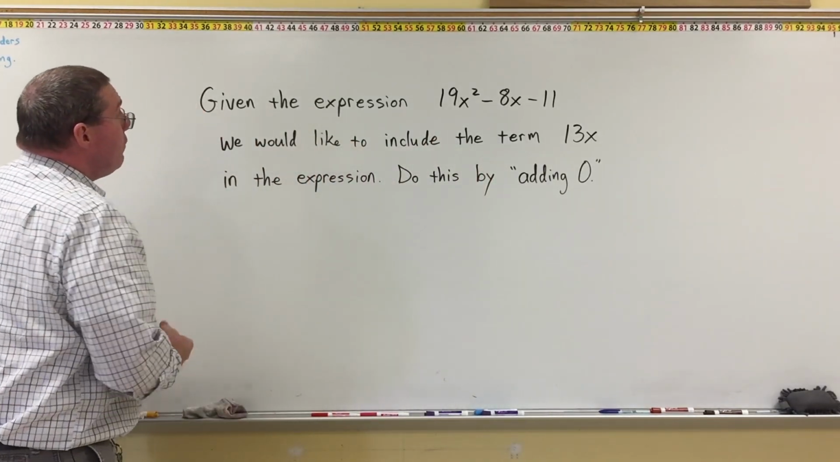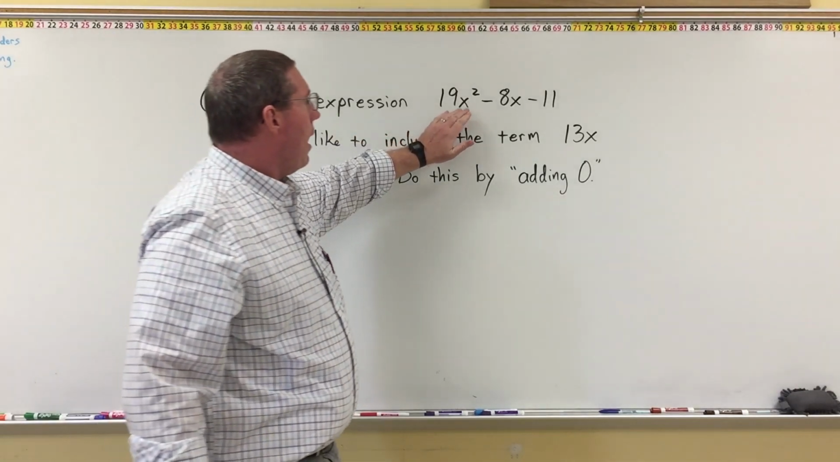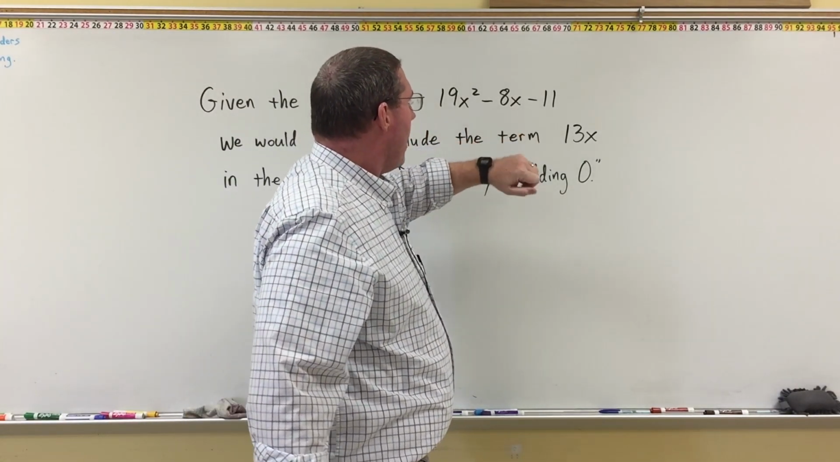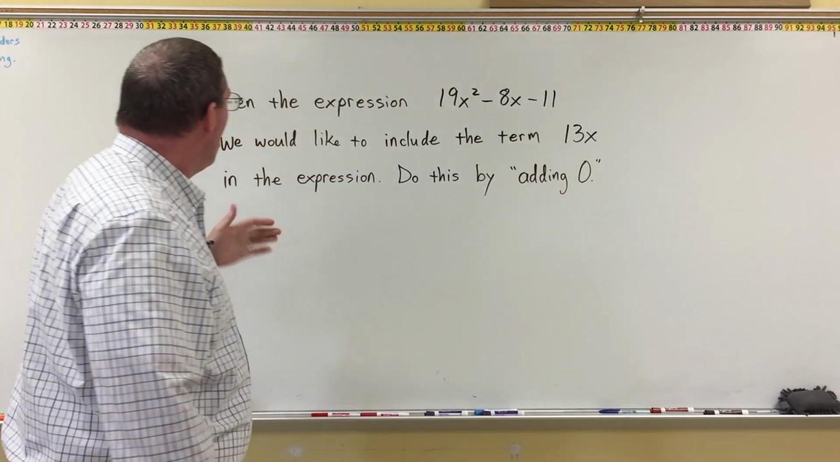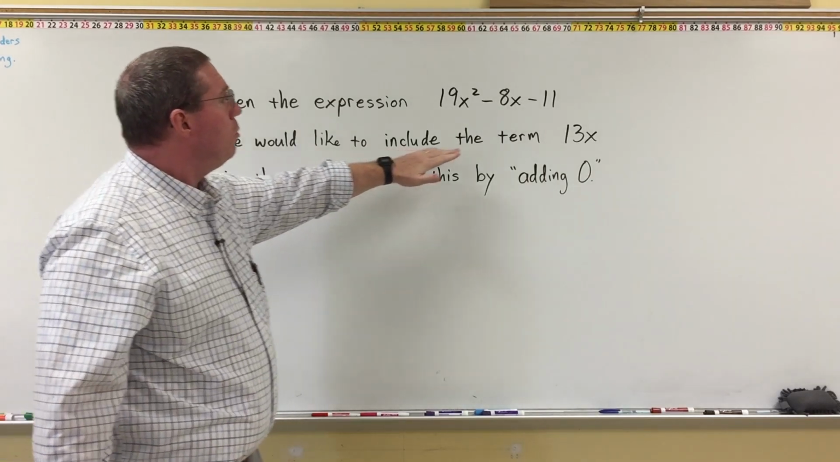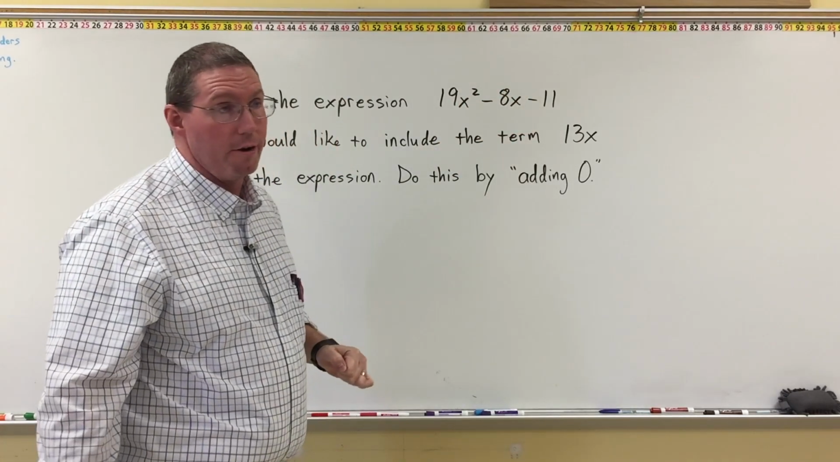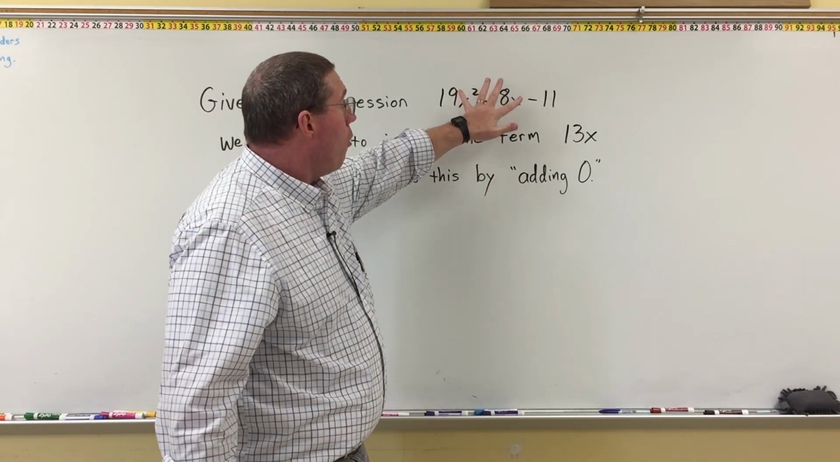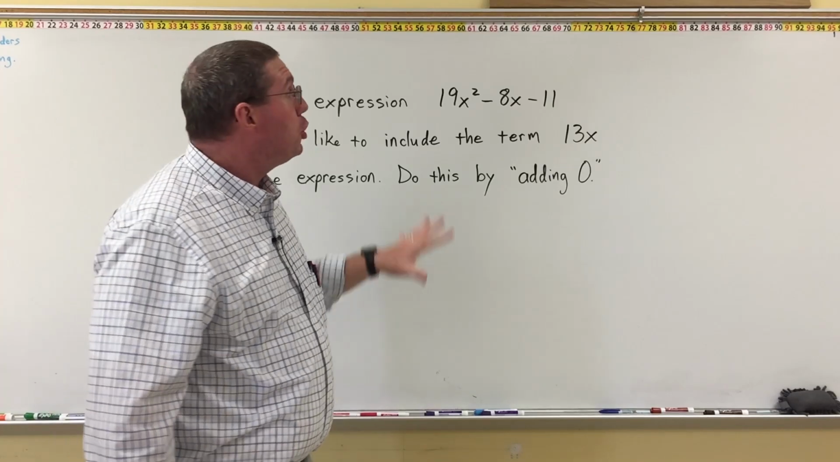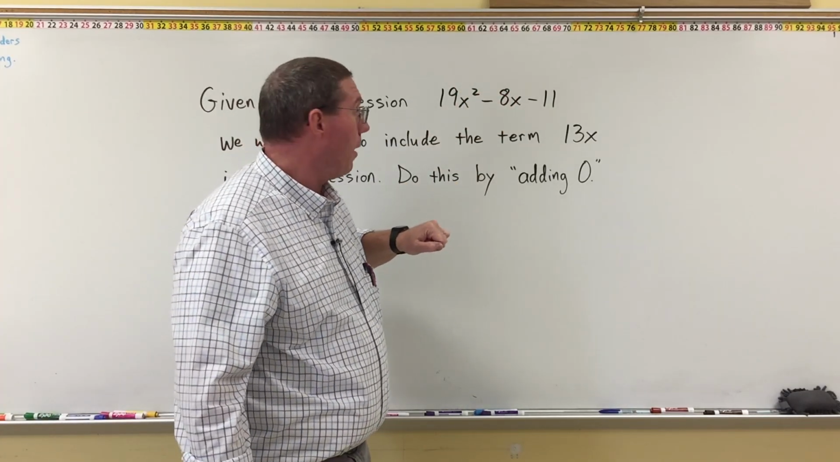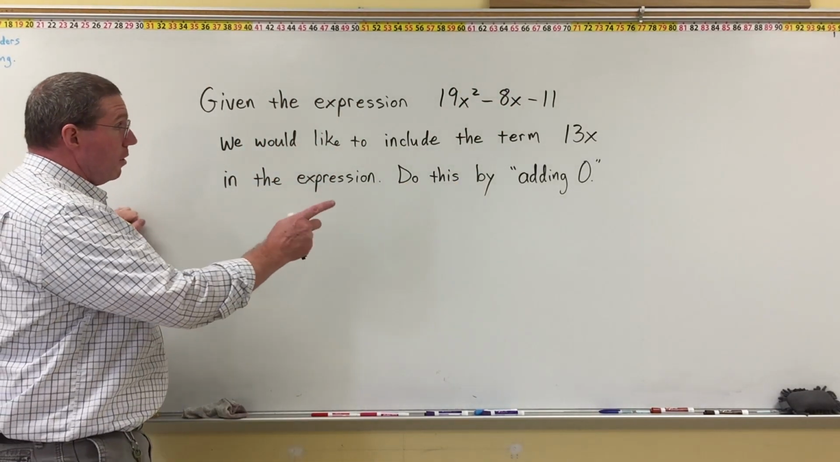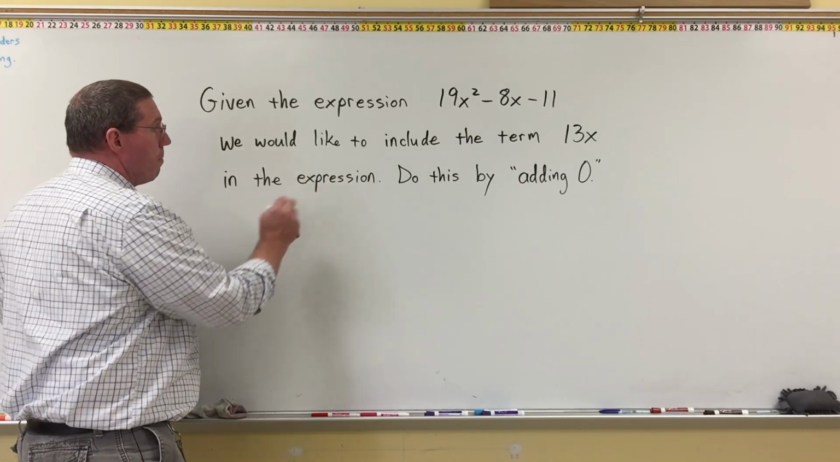It says, given the expression 19x squared minus 8x minus 11, we would like to include the term 13x. So we wish that there was a 13x in here. As you can see, there is no positive 13x showing in this expression, okay? So we would like to include positive 13x in the expression.